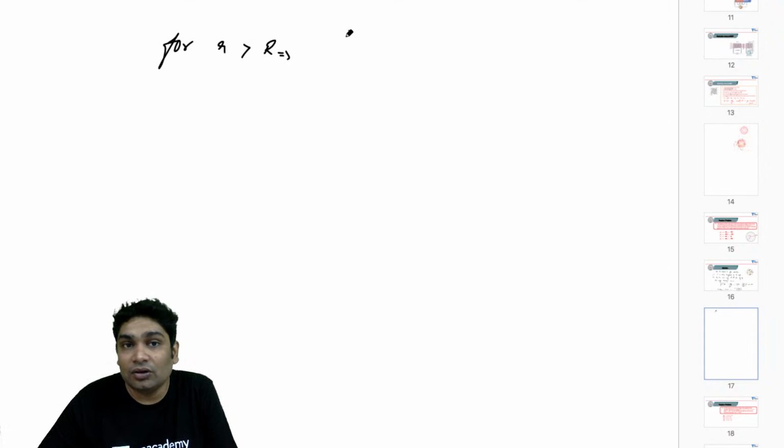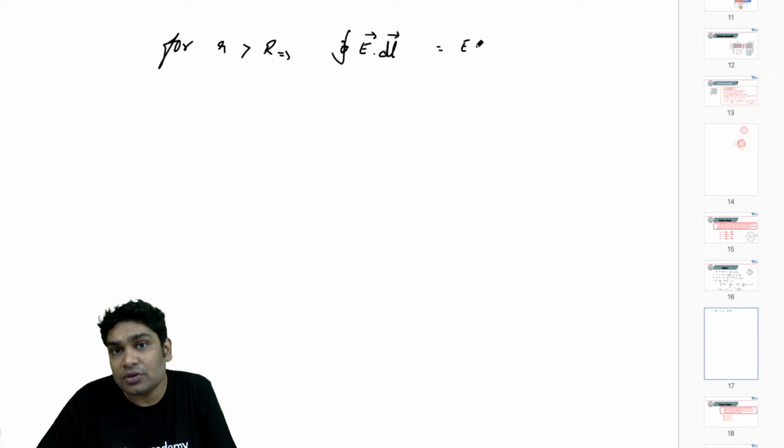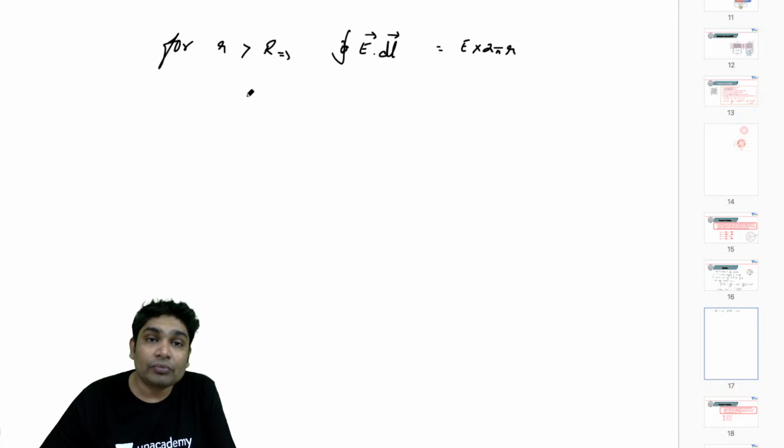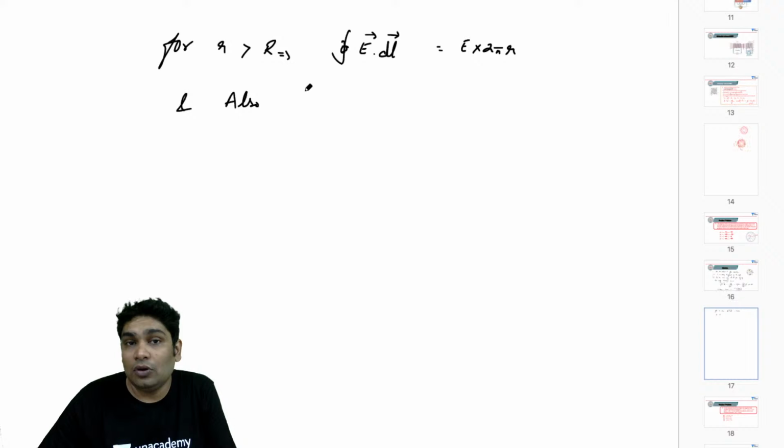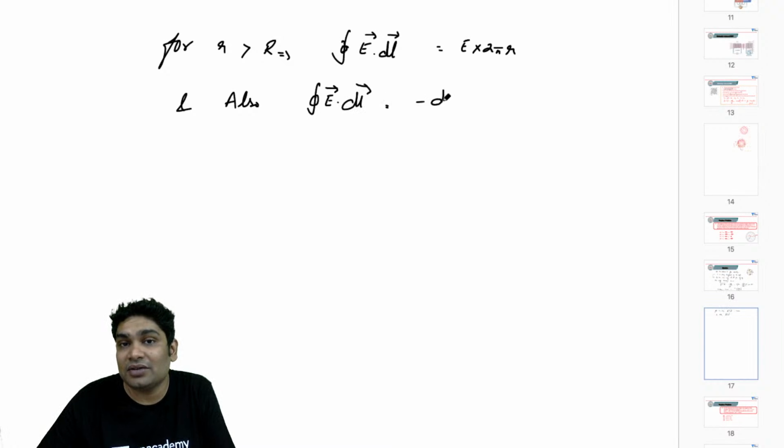You would have realized that closed integral E dot dl, now the symmetry argument would still hold, right? Because the circular symmetry still holds. So this would still be E times 2 pi r, right? Also, I can still apply Faraday's law and I can say that closed integral E dot dl should still be minus d phi by dt.